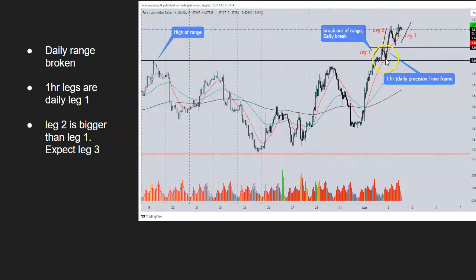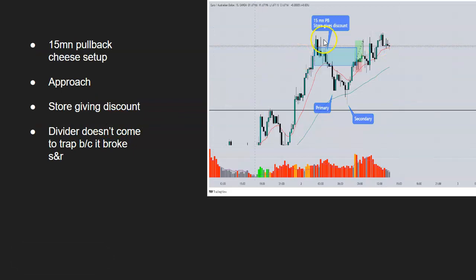So this whole move here is nothing but a bull candle on the daily, and leg 2 is bigger than leg 1, so that's good. That means there's momentum in this, and we're most likely expecting a leg 3. So let's dissect this. We have a 15-minute pullback.